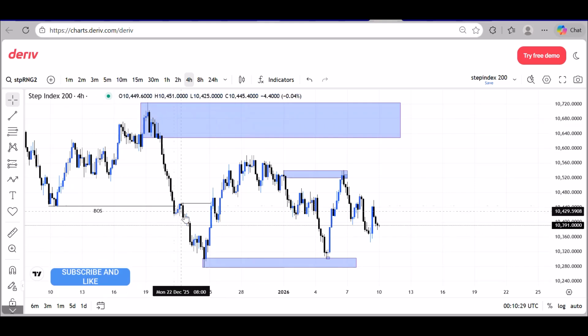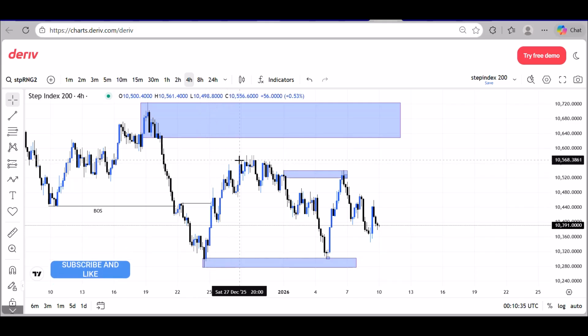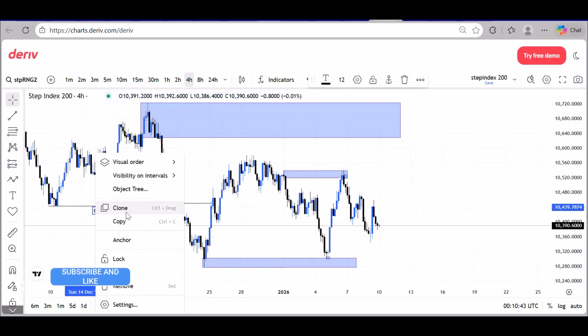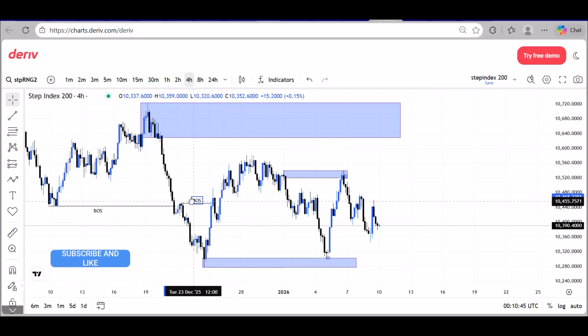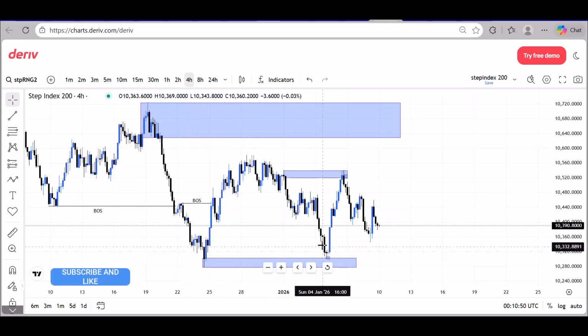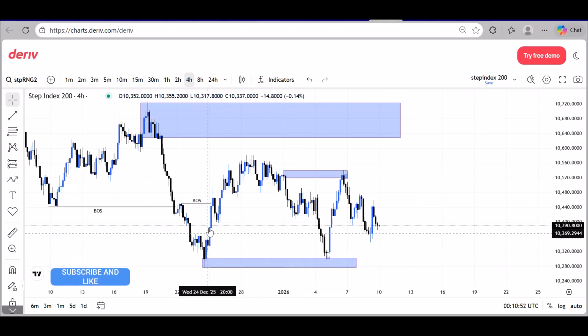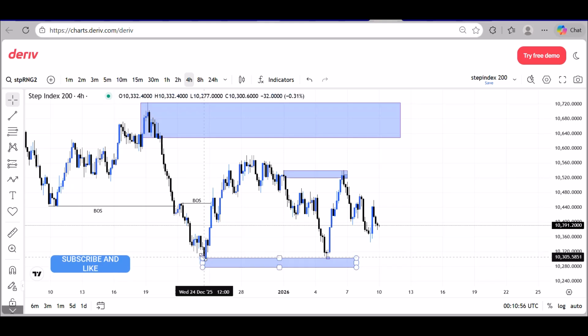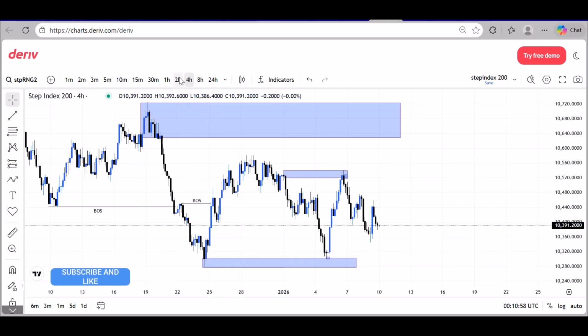All right, so now after this break of structure we saw that there's also a break of structure to the upside, meaning it's showing a bullish, a buy opportunity. So we saw this break of structure to the upside. This is the zone that caused that break of structure. This zone caused the break of structure. This zone.